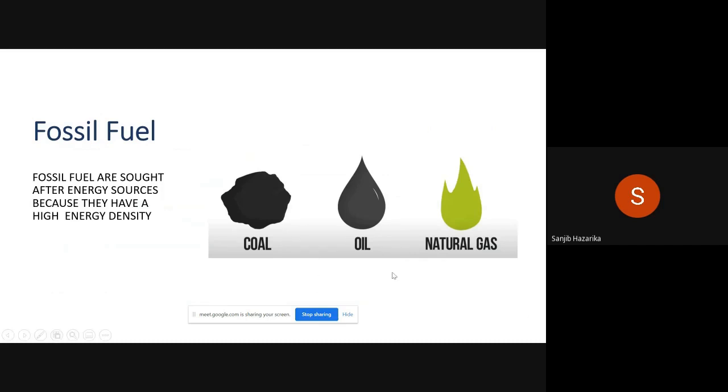On fossil fuel, we can say that it's a very high energy source and it's been used for a very long time. And when we say fossil fuel, it brings to our mind coal, oil, as well as natural gas. And these are the three primary fossil fuels that we humans have relied on for a long time.